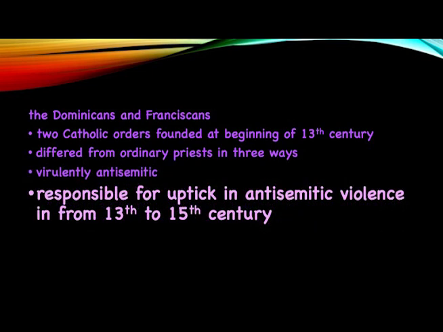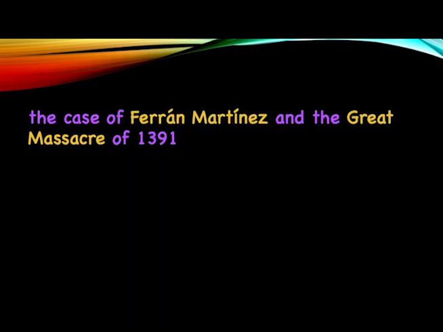Dominicans and Franciscans were responsible for an increase in anti-Semitic violence on the Iberian Peninsula from the 13th to the 15th century. One example was Ferran Martínez, a 14th century Franciscan from Castile who was responsible for a massacre of thousands of Jews in 1391.